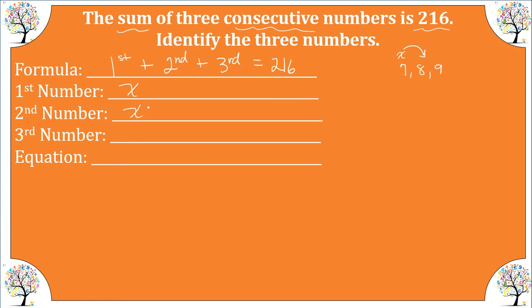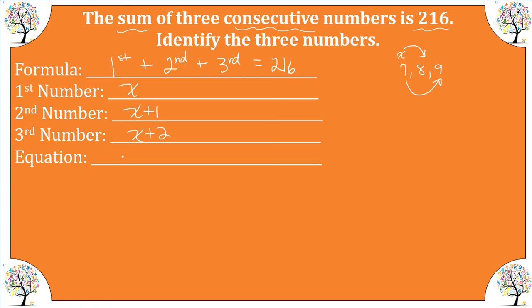So the second number is going to be x plus 1. What would you add to 7 to get to 9? You would add 2. So since 7 is using x, we're going to have x plus 2. So this is how we're going to represent our numbers when we're talking about consecutive.